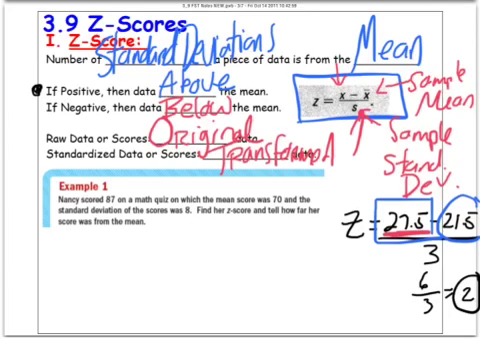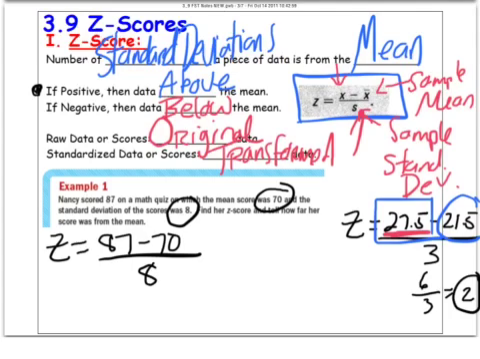Okay, let's take a look at how to apply this in example 1. Nancy scored 87 on a math quiz with a mean score of 70 and a standard deviation of 8. Find her z-score and tell how far her score was above the mean. Again, the z-score calculation is going to be your piece of raw data minus the average, over the standard deviation of 8. This is going to be 17 over 8, and I'm going to simplify that to a decimal, which gives me 2.125.